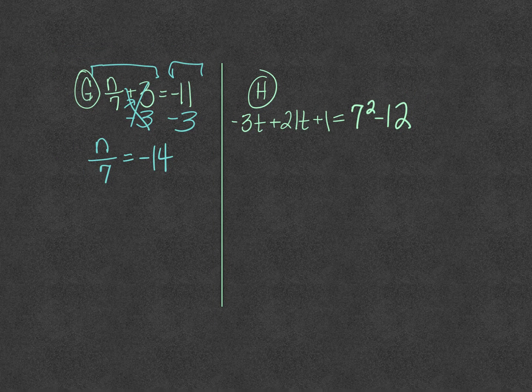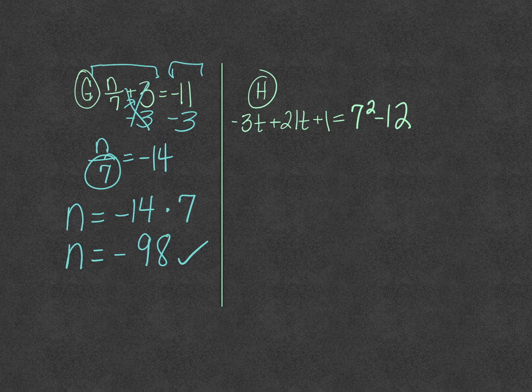Opposite of division is what? All right, so I am going to multiply both sides by 7, which is N equals negative 14 times 7. When you do that, N equals a negative 98. Check my answer there. Yep, that's your answer. Let's move on to the next one.